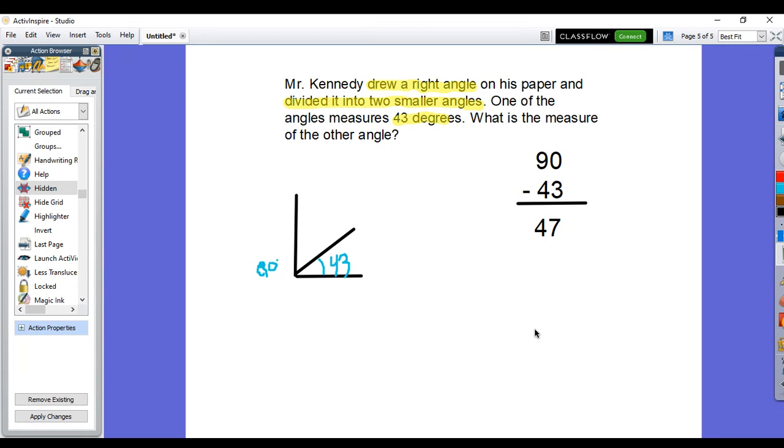All right, that sums up our complementary angles. Next, you'll be completing a worksheet.